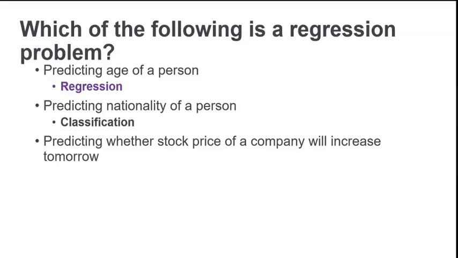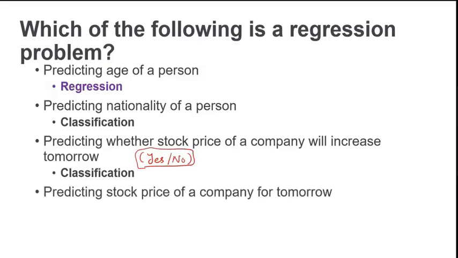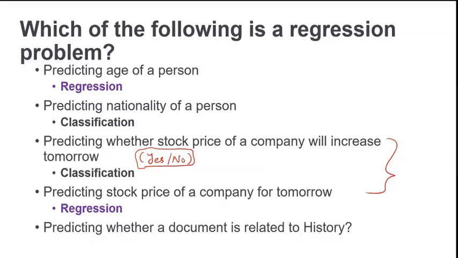Think. See my question. My question is whether the stock price will increase tomorrow or not. So the answer is either yes or no. When the answer is in this binary form, it is a classification problem. Now instead of that, if I ask to predict the stock price of a company for tomorrow, then it becomes a regression problem. So there is a difference between these two. Predicting whether a document is related to history is simply a classification problem.